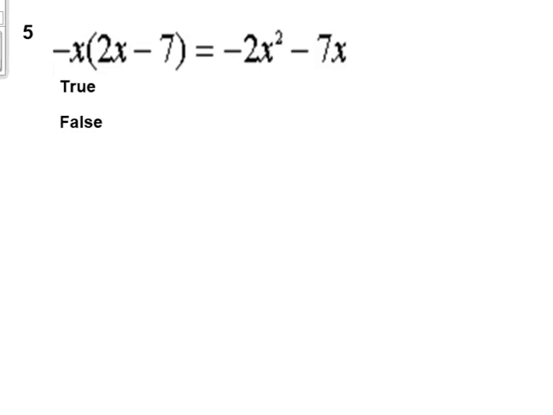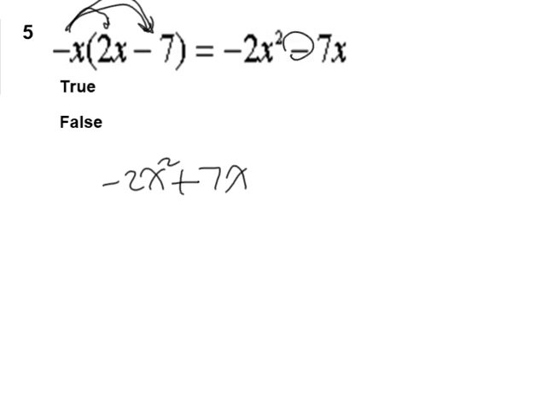Question 5. Let's just move this over a bit here. Question 5 gives you the product of the monomial -x times this binomial of 2x minus 7 is equal to this binomial here. Well, let's see. When I multiply using distributive property, -x times -2x is -2x squared, looking good. And -x times -7, well, x times 7 is 7x, and a negative times a negative is a positive. Oh no, it's false. So it is a false statement because it should be a plus 7x, not a subtract.